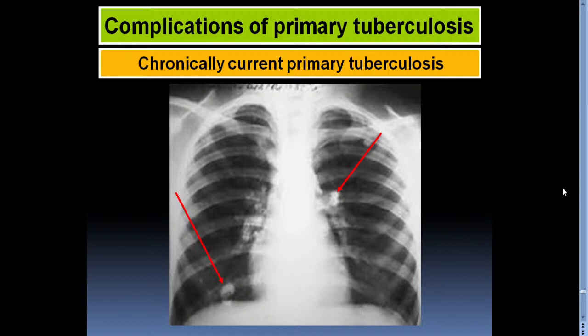This is chronically recurrent primary tuberculosis. We can see decay inside of the focal shadow in the lower part of the left lung. It means the process has progressed. And we can see dense lymph nodes in the left lung root.